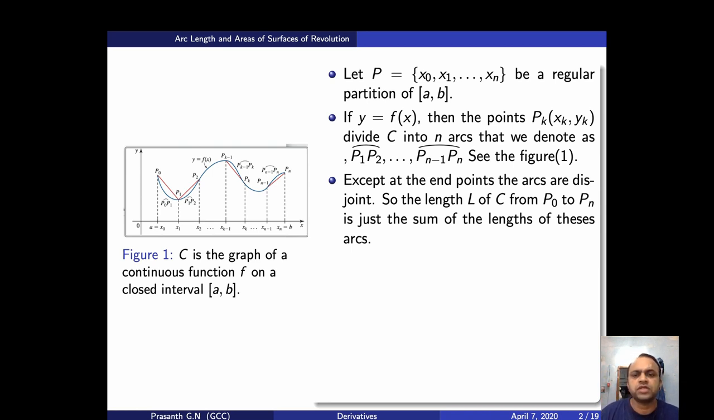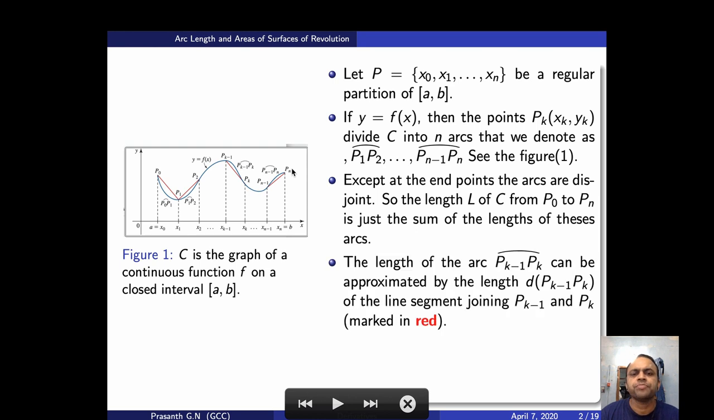So the length of the curve C from P0 to Pn is just the sum of the lengths of these arcs. It's quite evident. If you want to find the length of this curve, it is enough to find the length of this arc plus this arc plus this arc plus this arc plus this arc plus this arc. Now, you see the length of the arc Pk-1 Pk.